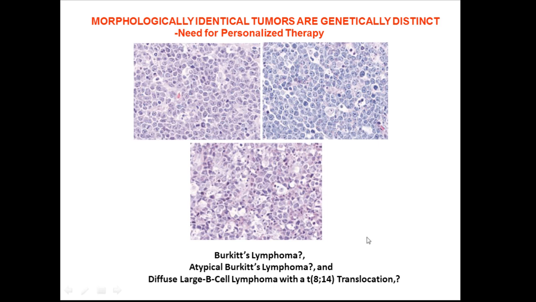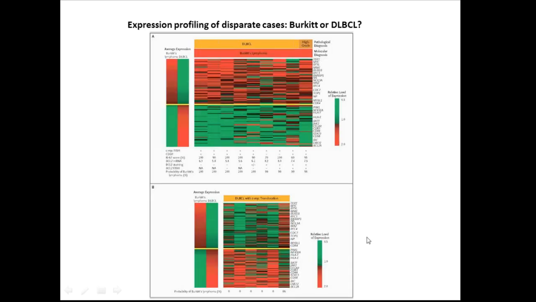And when DNA microarray analysis was done, and I won't go through this complicated chart, different patterns emerged in these tumors. Some were Burkitt-like, some were large B-cell-like, and some were of a different type. So clearly, these 3 morphologically identical tumors didn't have the same genetic changes, because the treatment for Burkitt type versus diffuse large B-cell type is quite different.